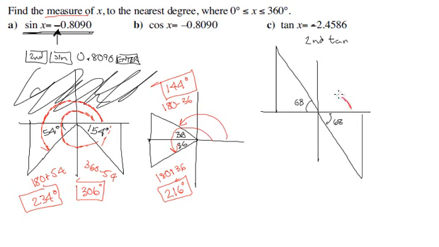As rotation angles, this would be 180 minus 68, which is 112. Or here we could have 360 minus 68, which, if I'm not mistaken, is 292. Again, two solutions, both equally good.